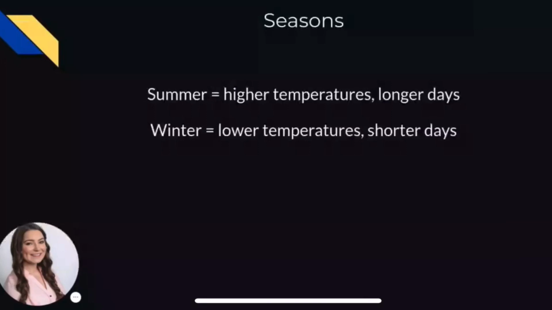Uncoincidentally, seasons are characterized by a pattern of temperature and daylight hours. Summer has higher temperatures and longer days. Winter has lower temperatures and shorter days. Additionally, that is why when it is summer in the northern hemisphere, it is winter in the southern hemisphere, because when the northern hemisphere is pointed towards the sun, the southern hemisphere is pointed away.